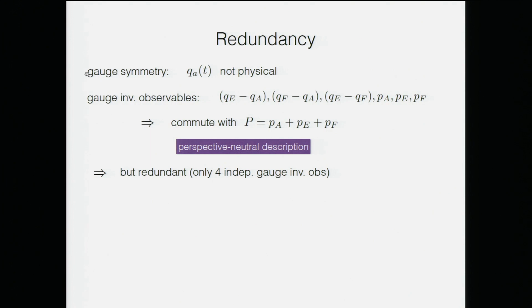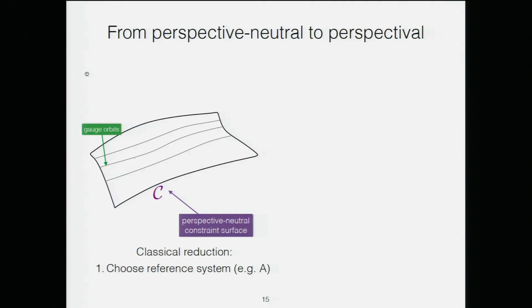there's clearly a redundancy in this description because, for instance, the last relative observable is just the difference between these two. And then, of course, the momenta are also not independent due to the constraints. In the end, we have only four independent gauge invariant observables. Which ones those are is up to you to choose, and I will argue that it's basically equivalent to choosing a reference frame. Let me explain a bit more.